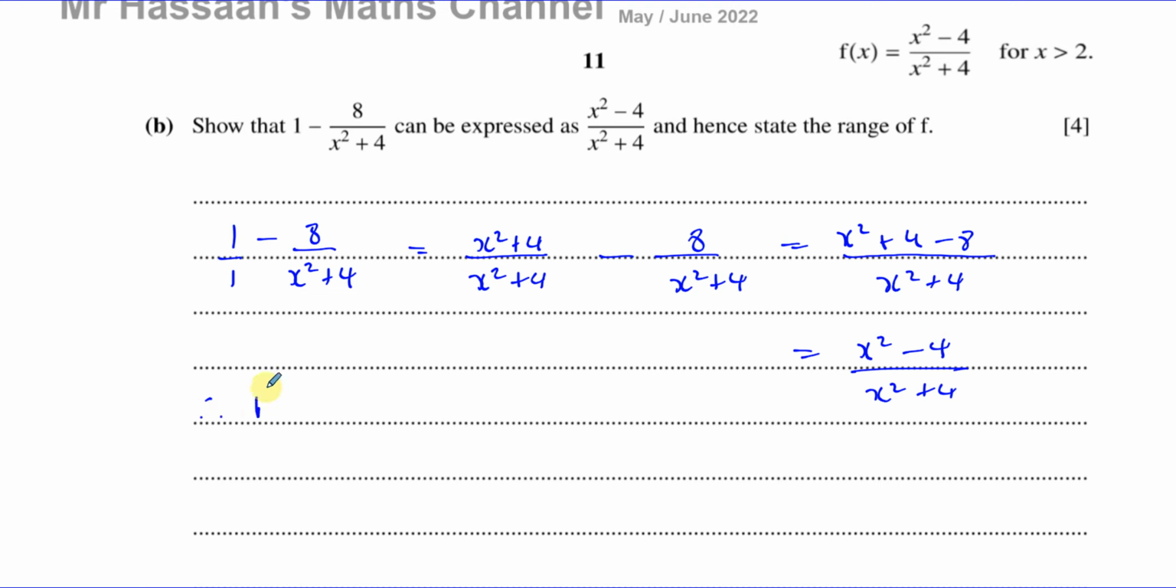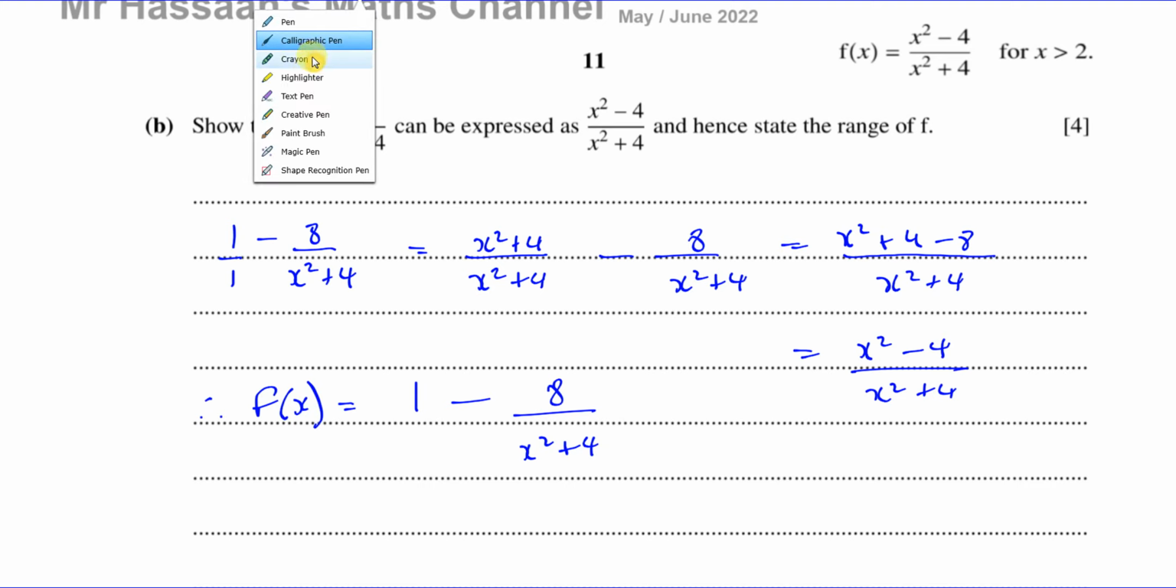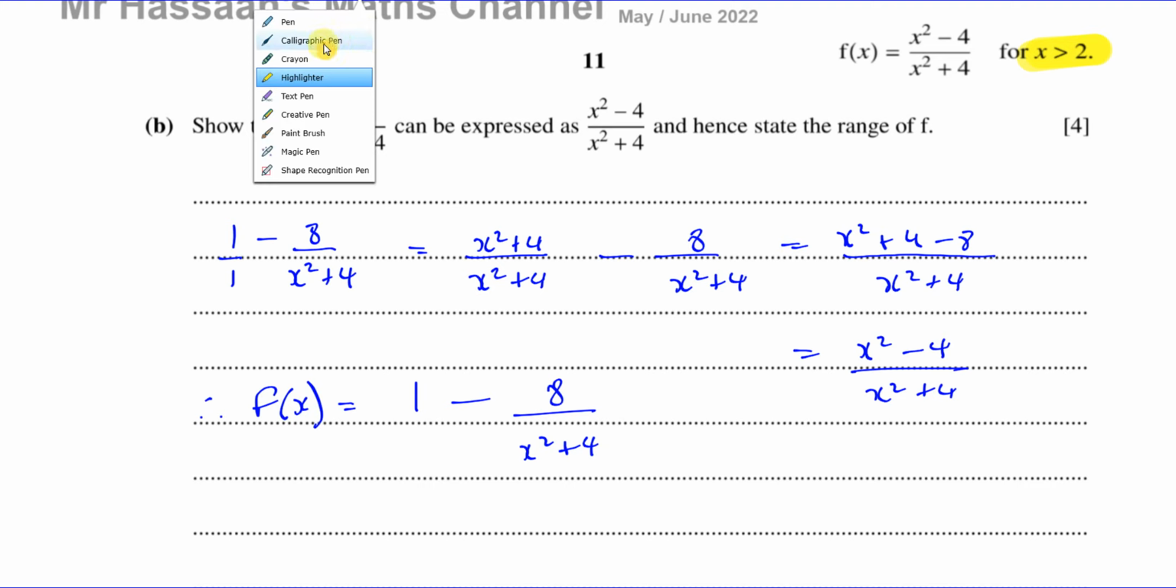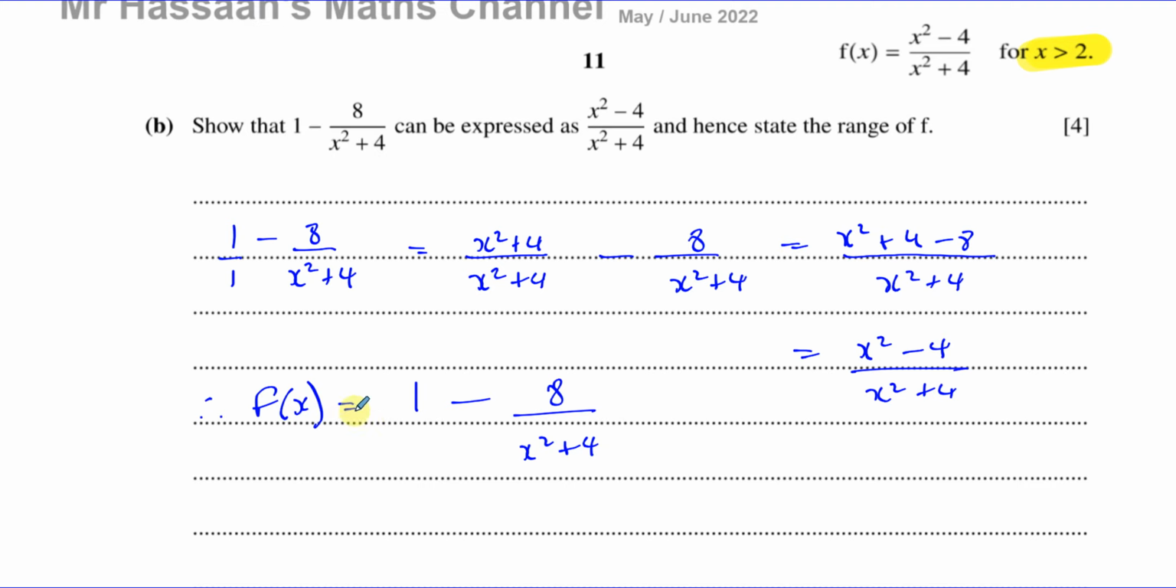So now what we can say is the function f of x can be written as 1 minus 8 over x squared plus 4. Now, writing in this form will help us to work out the range of the function, not the inverse function, the range of the function. Now, there are a number of ways we can try to work out what the range of this function is. Remember, this function is defined for x values which are greater than 2. Okay, so we want to find the range of the function. We want to find what are the possible outputs, what are the possible y values that this can take if we know that x is greater than 2.